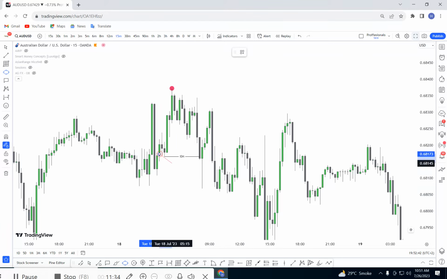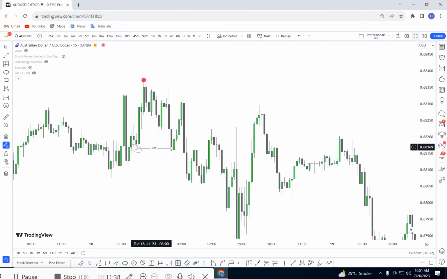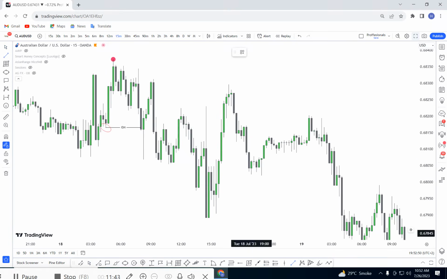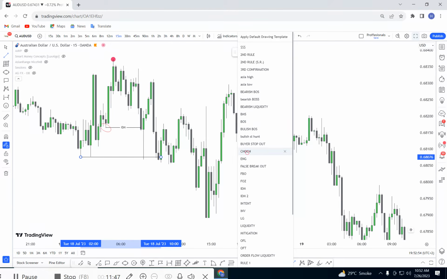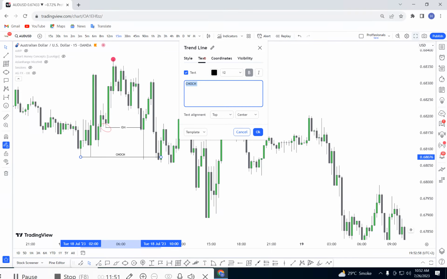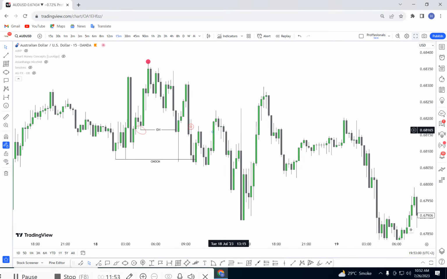Here was our last pullback. Whenever the market has taken the low of the pullback, our high was confirmed here. Whenever we have confirmed our high, here we find our breakout of structure. Here is our change of character. So this is our change of character.